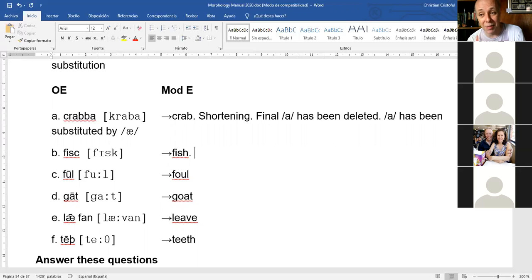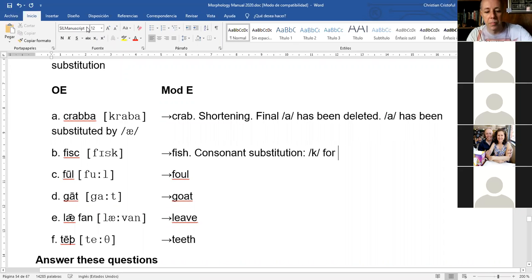Substitution. Is there a substitution? Yes. A vowel substitution? No, a consonant substitution. K for sh. Like this. K for sh.